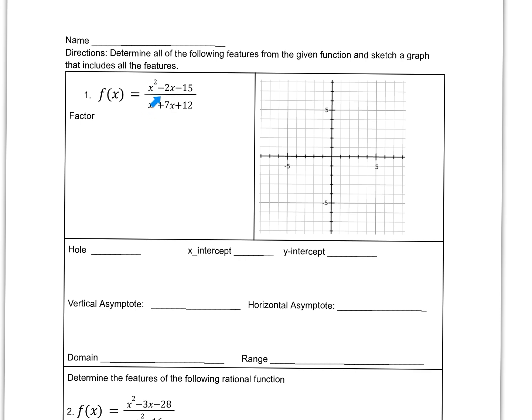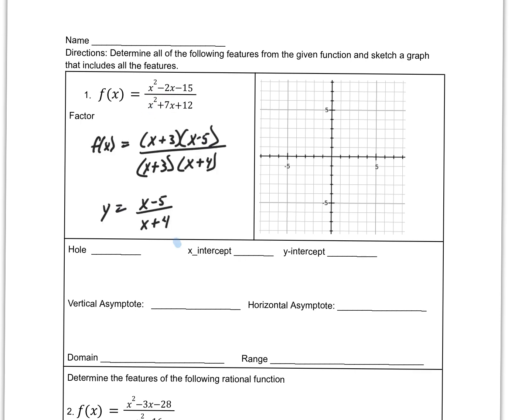But the first thing you have to do is factor this. So after factoring the function, we see that y equals x minus 5 divided by x plus 4. Looking here, as I factored it, you can see that there's a common factor in the numerator and the denominator of x plus 3. So obviously we canceled that out in order to get the final simplified version of the function. But this common factor of x plus 3 is where we will find our hole.